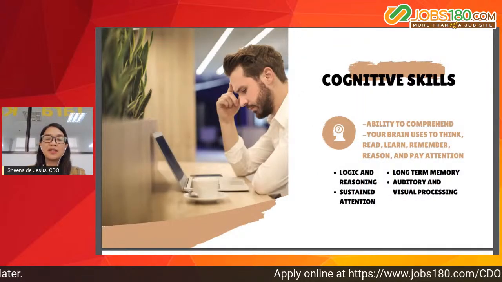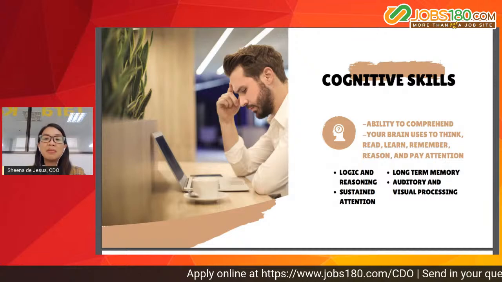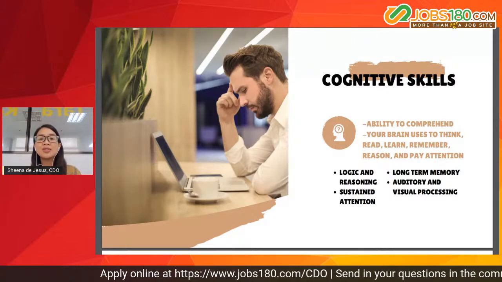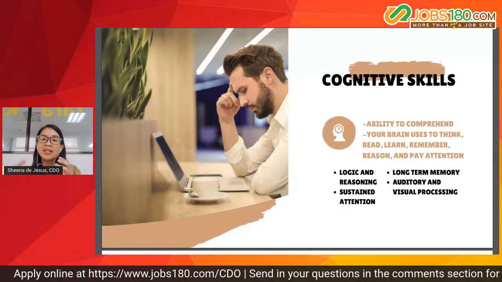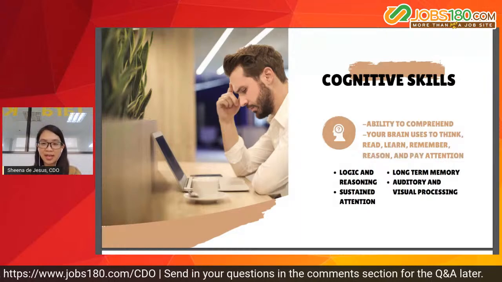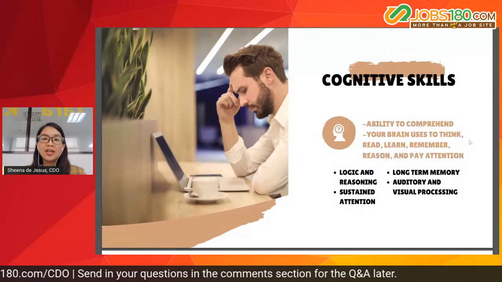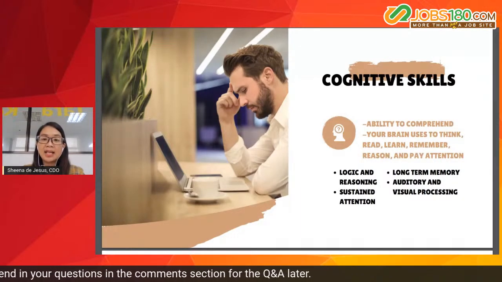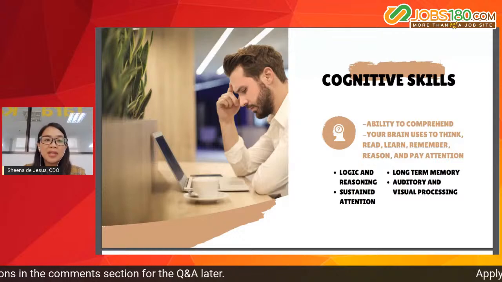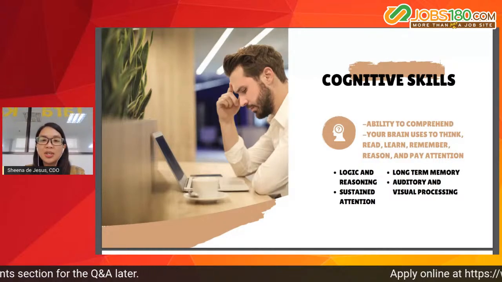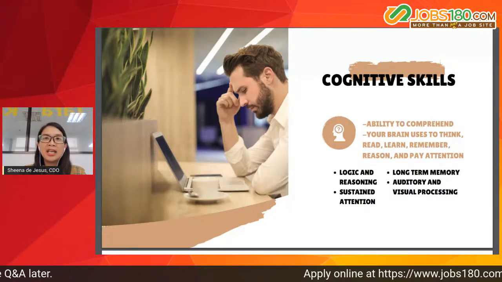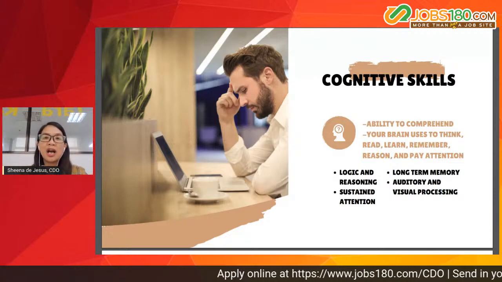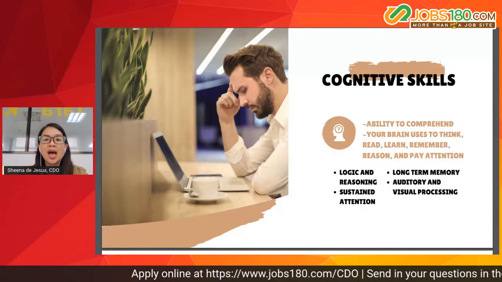Number two, cognitive skills. So cognitive is the ability to comprehend. So it's the skill your brain uses to think, read, learn, remember, reason, and pay attention. So some of the examples would be logic and reasoning. So yan yung how you process things or how you interpret things.